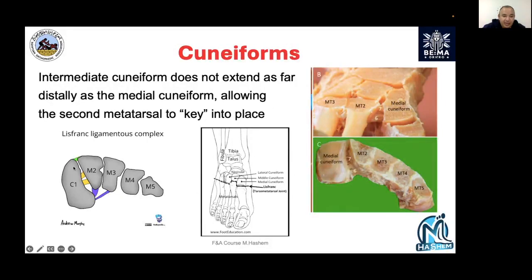When we speak about the Lisfranc, we speak mainly about this interosseous ligament, but actually it is a ligament complex. It has dorsal, plantar, and interosseous parts, and it has an accessory ligament to the base of the third metatarsal. So the Lisfranc is not, as we imagine, one ligament between the medial cuneiform and the base of the second. No, it's actually a ligament complex between the medial cuneiform, or first cuneiform, and the base of the second, with an accessory ligament to the base of the third metatarsal.